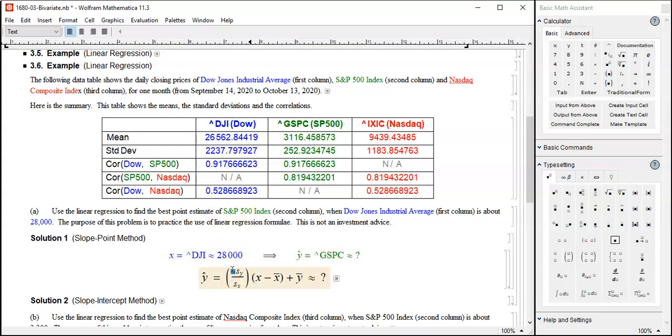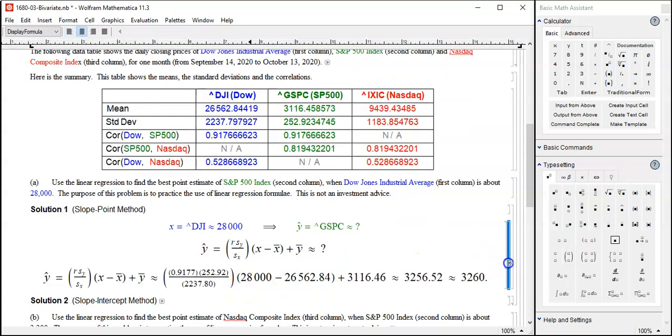And then how about the standard deviation? SY is this one, and we have 252.92 right here, and then 2237.89 right there, and so on and so forth. Basically, here's a computation. Does it make sense?